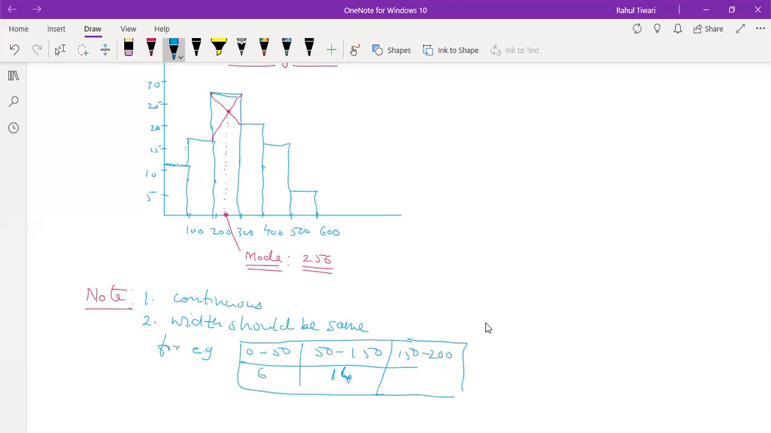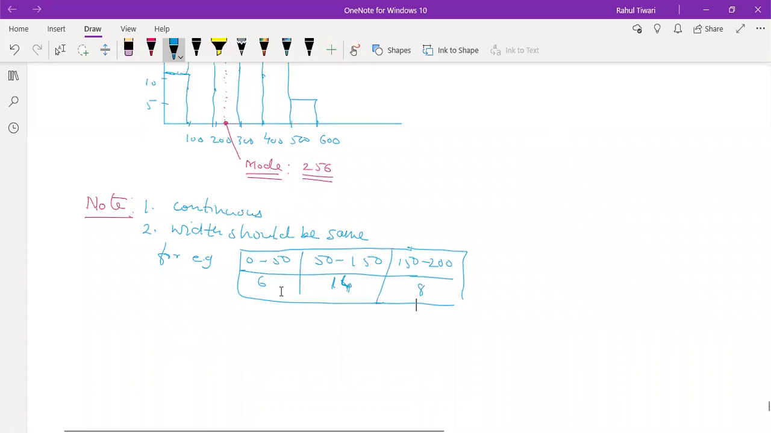Suppose I have this data. How do you calculate the mode for this data? We have written one condition: the width should be the same. It is 0 to 50, width is 50; 150 to 200, width is 50. But here, the width is 100. So you cannot apply the mode, because to get the mode, this condition should be satisfied. So what we have to do is convert into the same width.